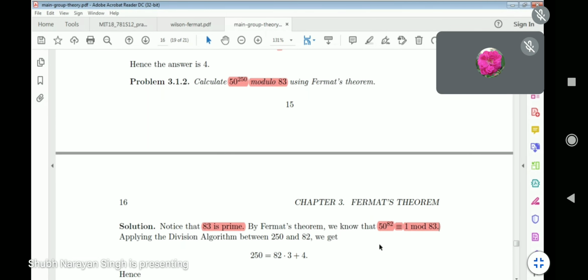So till this extent, we simplify our computation. The remaining part we have to look for. Till here we got 50 power 82, and when we divide by 83, we'll get the remainder 1. Now what we did after that, we used the division algorithm between 250 and 82. Then 250 can be written as 82 times 3 plus 4.